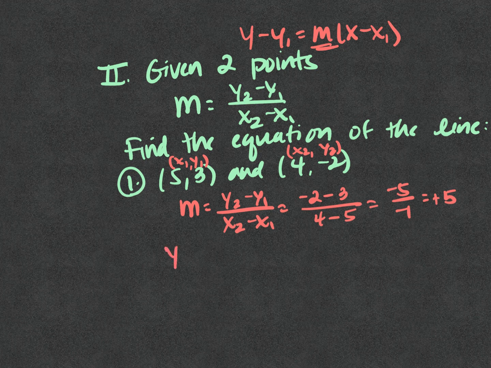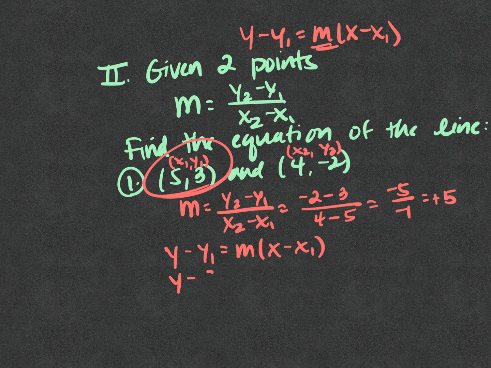So then we can use our point slope formula, y minus y1 equals m times x minus x1. Now you can use either point you want, but we have labeled ones here, so let's go ahead and use that one. So we're going to say y minus y1 is 3 equals our slope of 5 times x minus x1, which is 5. So y minus 3 equals distribute, 5x minus 25.